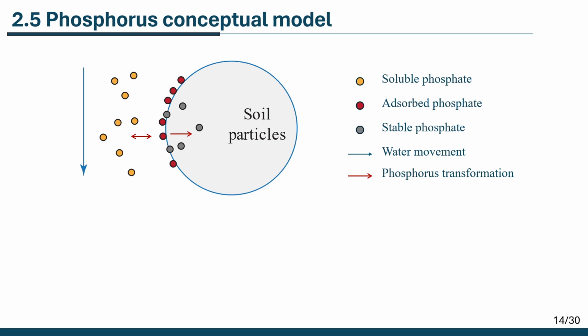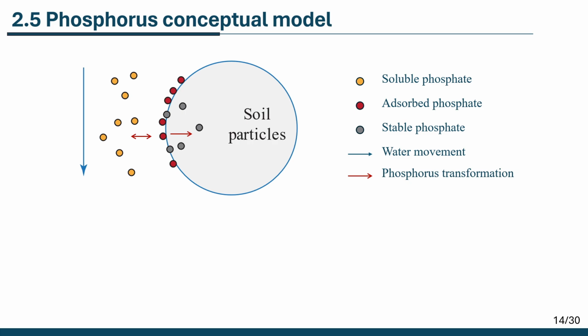Alright, based on this knowledge, here are the conceptual models. Phosphorus in a model exists in three forms, represented by the three colored balls in this picture. The yellow balls are soluble phosphate, which can move through advection and dispersion. The red ball represents sorbed phosphate, which is attached to the surface of soil particles. And there is an equilibrium between soluble and sorbed phosphate. The gray ball represents a stable phosphate. It is important to note that sorbed phosphate and stable phosphate don't move with the water.